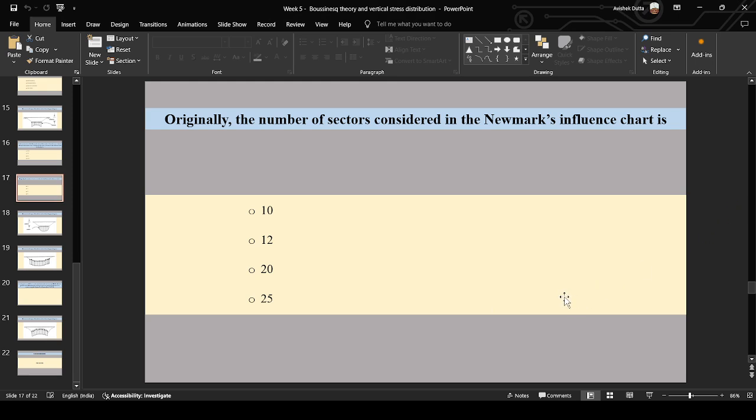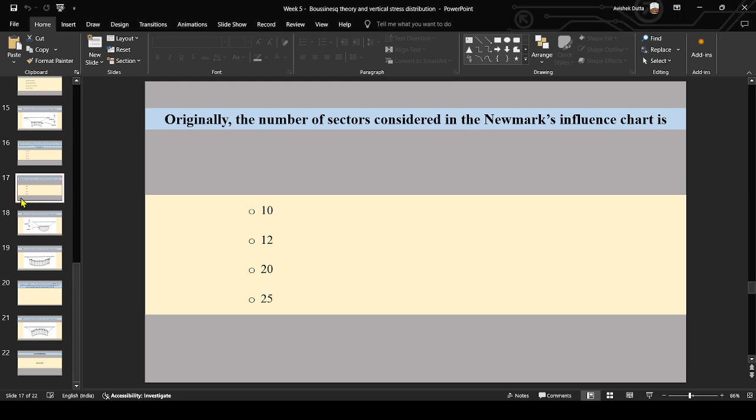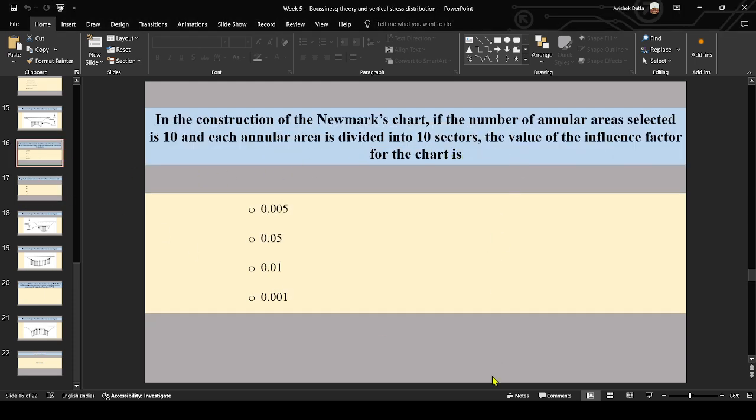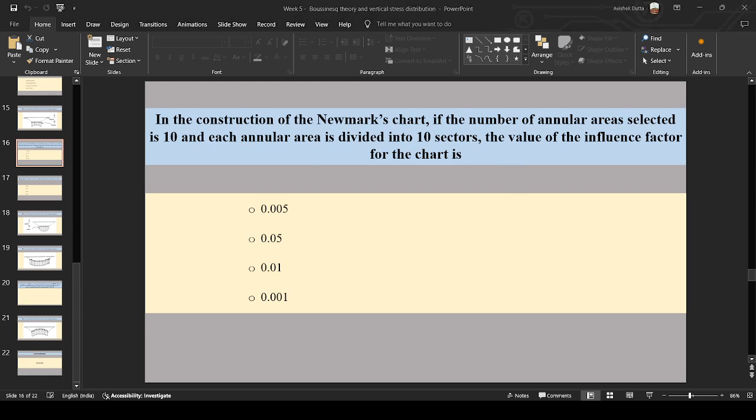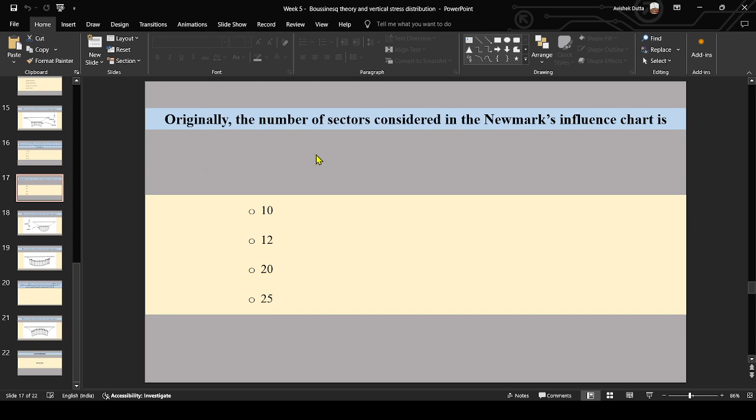Originally, the number of sectors considered in the Newmark's influence chart is. So, in the previous question, it was given the number of sectors in each annular area. But originally, what is the number of sectors each annular area is divided into in the original Newmark's influence chart? Your options are 10, 12, 20 or 25.